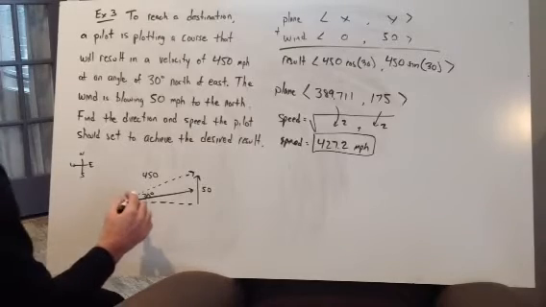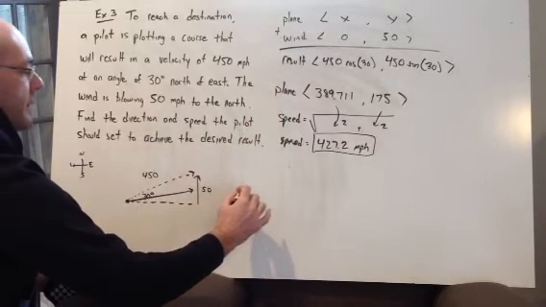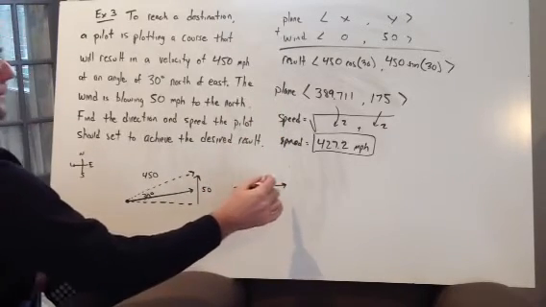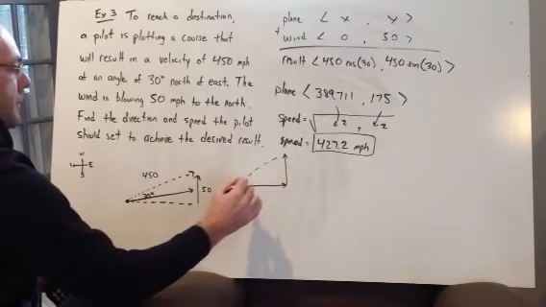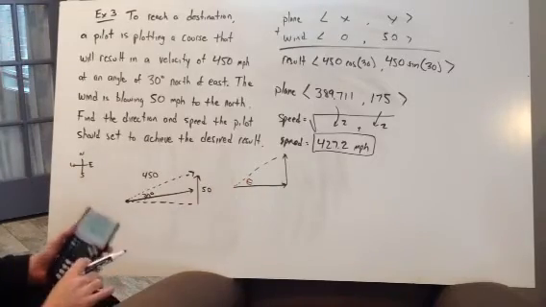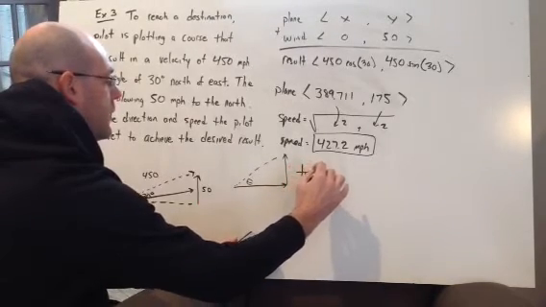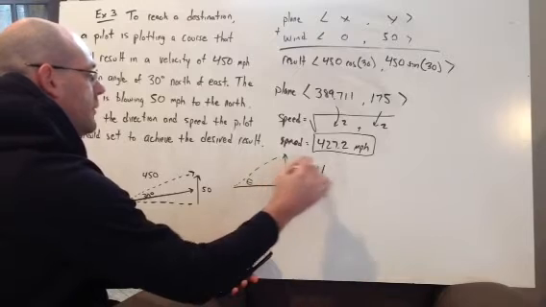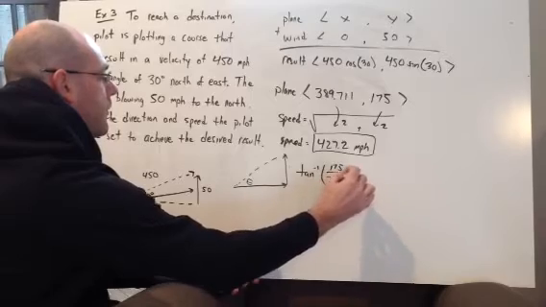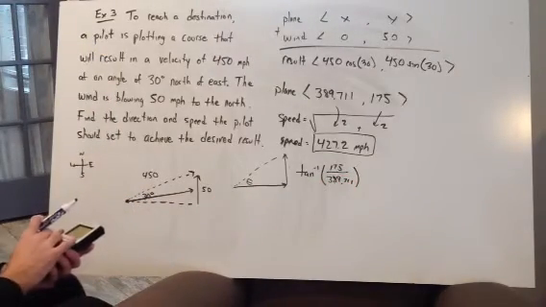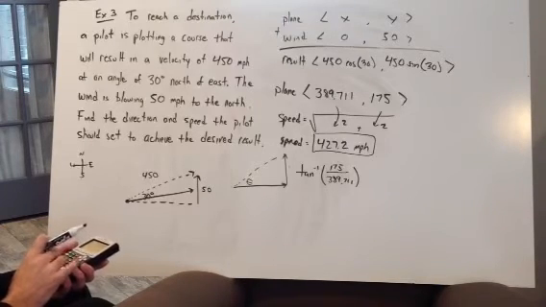For my direction, box that up. If I were to look over here and take this plane, this plane goes 389.711 to the right, 175 up. We need the direction, and so we'll use inverse tangent here. So inverse tangent of the y over the x. So inverse tangent, 175 divided by 389.711.